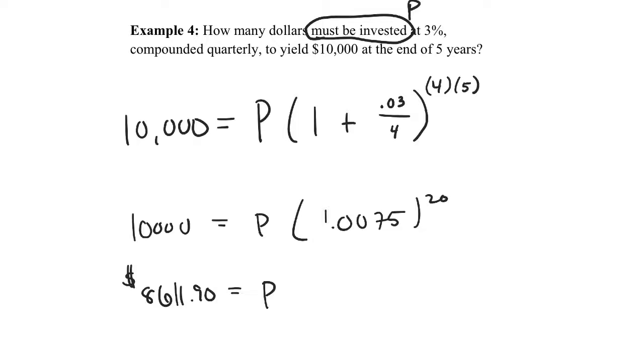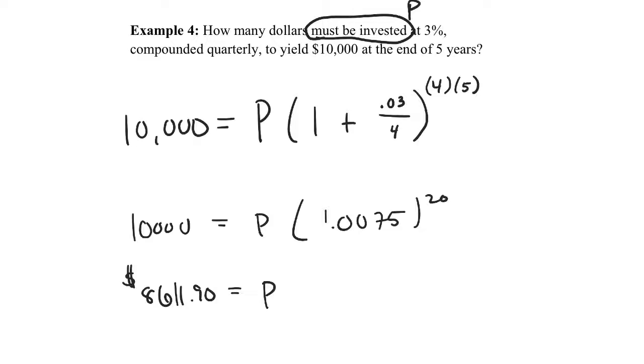Because this is growth. If you invested, hypothetically, say your answer is 11,000, and you end up with 10,000, it means you lost money, which would mean you would have a negative growth rate. This would be a negative value here, right? So we're looking at an interest rate, which is growing or accumulating money. So this P value had to be less than 10,000 as an answer.